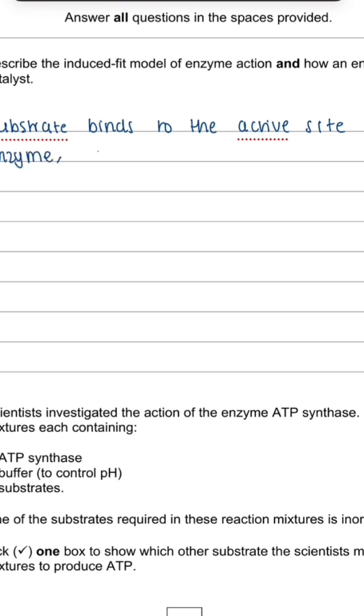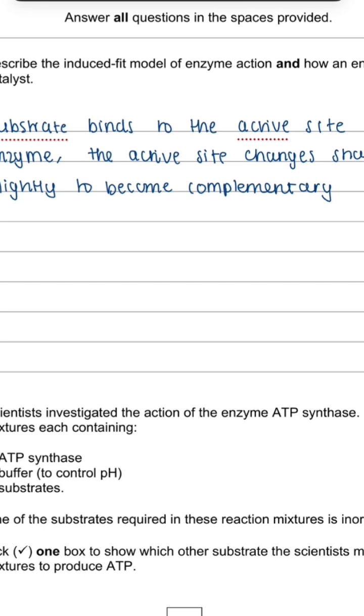And then for the second part of our question, which is how an enzyme acts as a catalyst, we know that a catalyst reduces the activation energy needed, making it so that the reaction can occur faster, essentially.